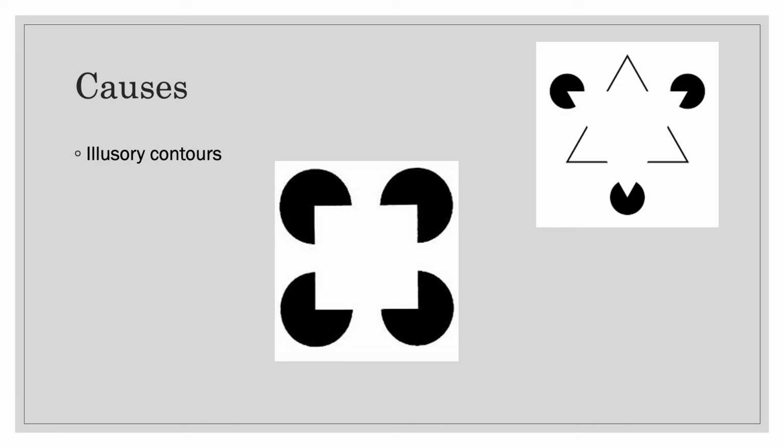And then another cause is illusory contours, which is basically filling in shapes that aren't technically there, but you still see that shape because of other surrounding shapes. So, for example, in the top right corner, I see an upside down triangle. That upside down triangle is actually not there, but I see it anyway because of the shapes around it that are creating that image for me.